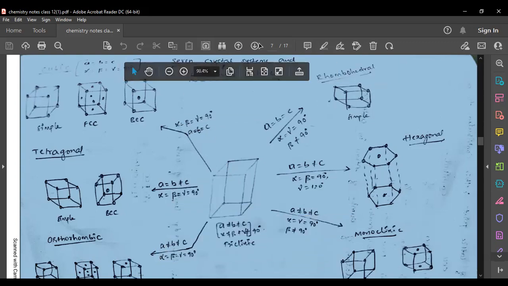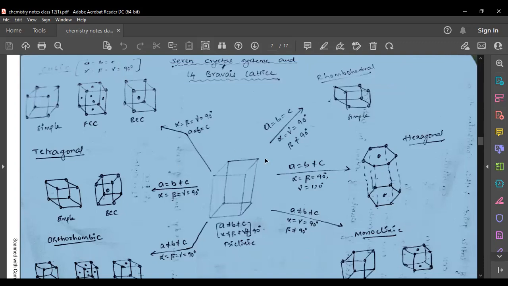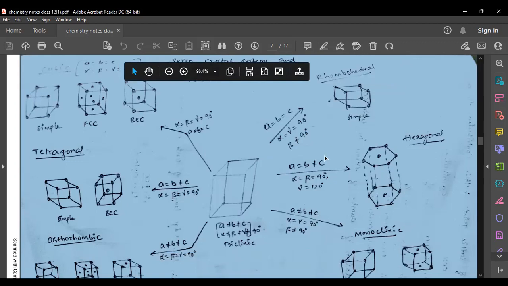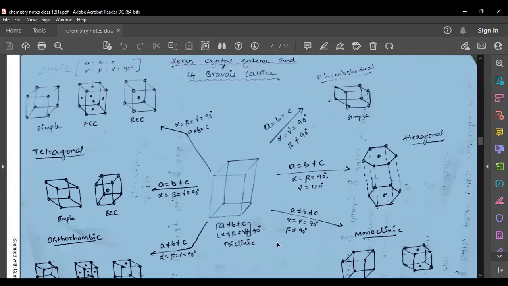But when you come to the right side, the angles are not similar at all. When you come to the right of the triclinic, the angles are different in each and every case. Alpha equal to gamma equal to 90, but beta not equal to 90 in the case of rhombohedral. But alpha equal to beta equal to 90, but gamma equal to 120 degrees in the case of hexagonal.